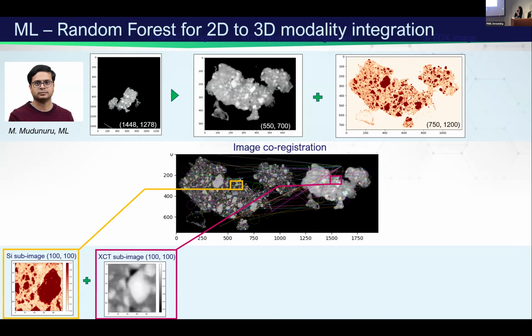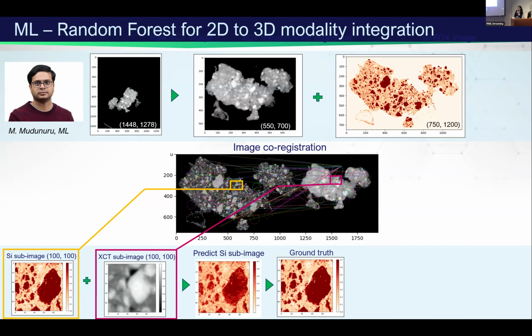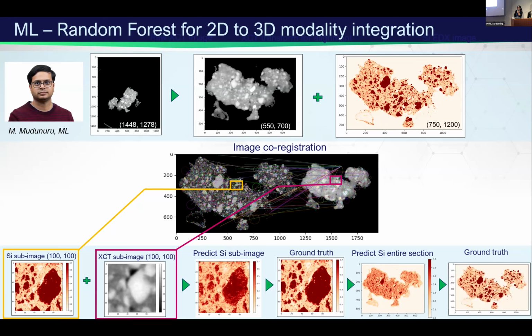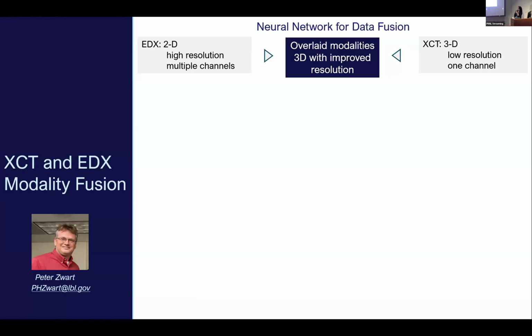Then a number of sub-images are extracted. These sub-images are used through machine learning to predict the silica sub-image. If you compare this with the ground truth, it looks pretty good, because that's what was used for training. Then we predict the entire silica section, and we see that we are far from where we need to be. So Maruti tells me that we need to repeat this for 100 sub-images to get a good ground truth for one silica thin section.